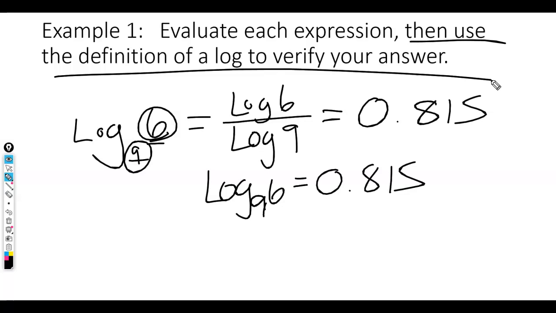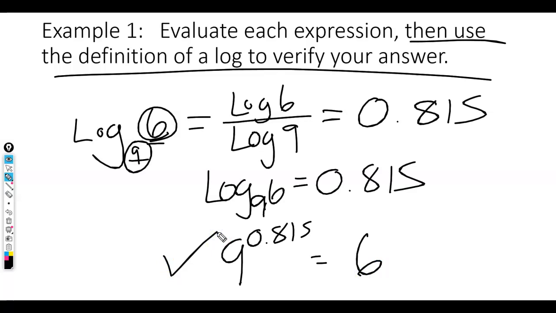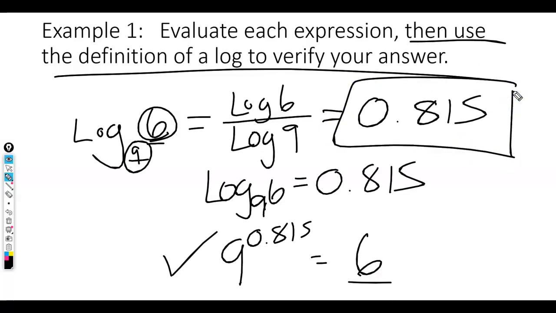Go ahead and change that into exponential form. Pause the video here once again and write it in exponential form. This is what we should have written: 9 to the power of 0.815 equals 6. And this is what you would check on your calculator. You would punch in 9 to the power of 0.815. You should get 6. If you don't, then our answer is wrong. But that is our final answer because we checked our work and it worked out.